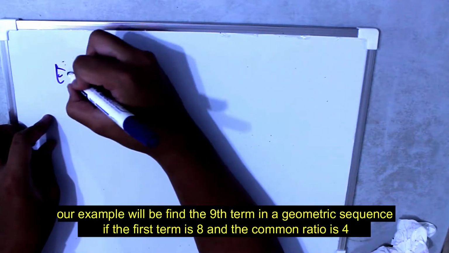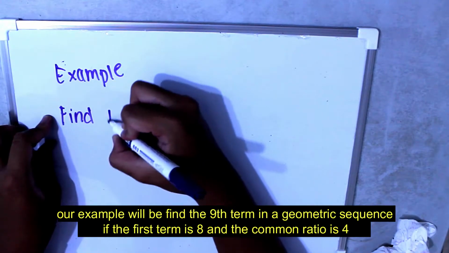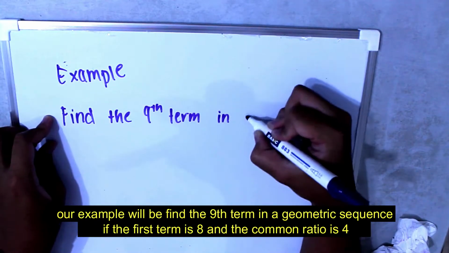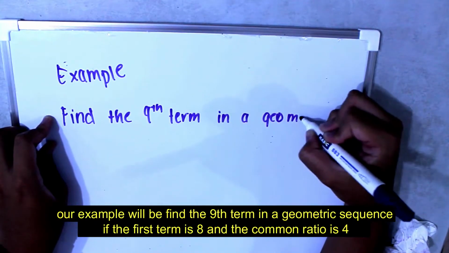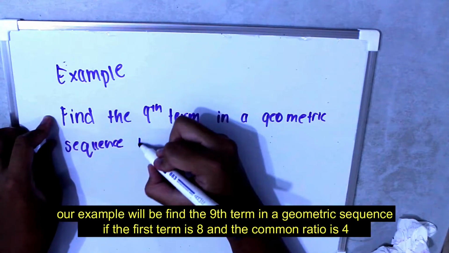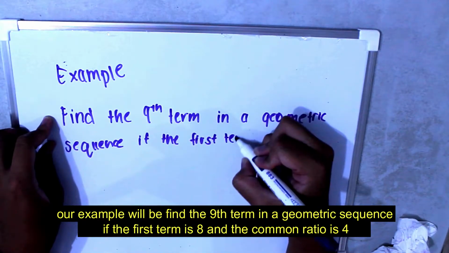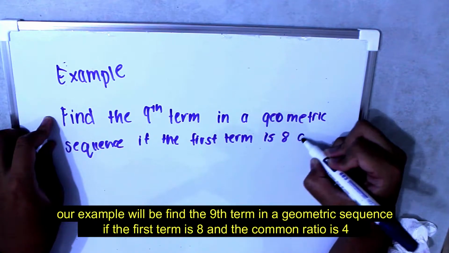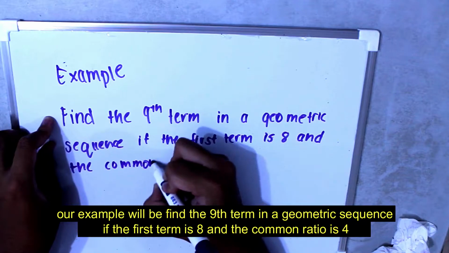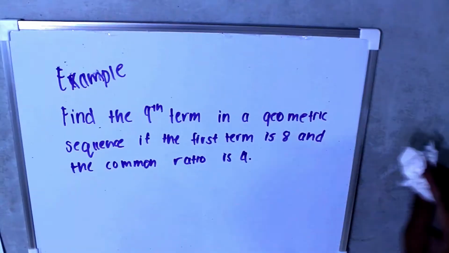What we have will be the ninth term in a geometric sequence, if the first term is 8 and your common ratio is 4. Okay, let's have it.